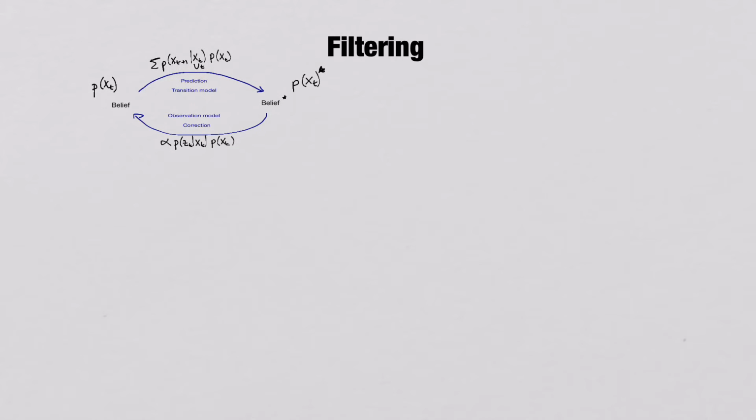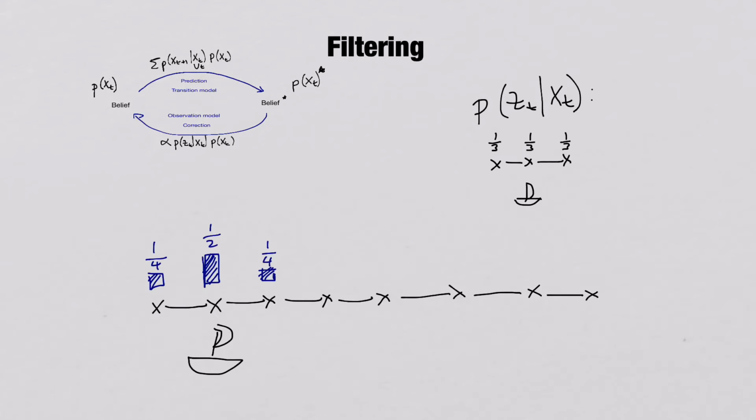And the example we're going to use looks like this. Here's a very simple example. We have a sailboat that's sailing on a one-dimensional world that's discrete. So we have all these different positions, and we are trying to figure out where the boat is. And first we're going to look at the correction stage, using our observation model. So here's our observation model.